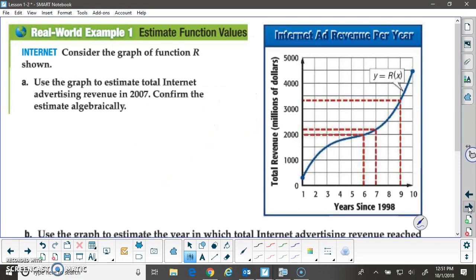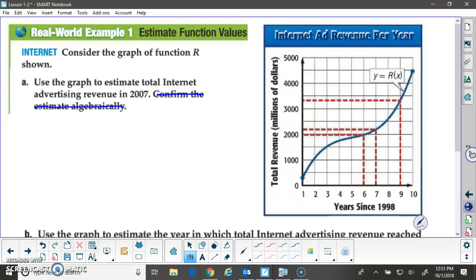So the first example I want to go over is given a graph such as this one. This shows the internet ad revenue per year, and it's total revenue in millions of dollars, as you can see on the y-axis. And this is representing years since 1998. So part A says use the graph to estimate the total internet advertising revenue in the year 2007. Confirm the estimate algebraically. We're not going to be confirming it algebraically, we're just going to be using the graph.